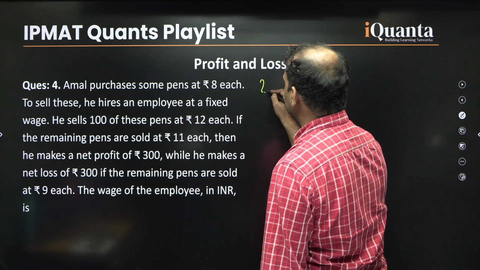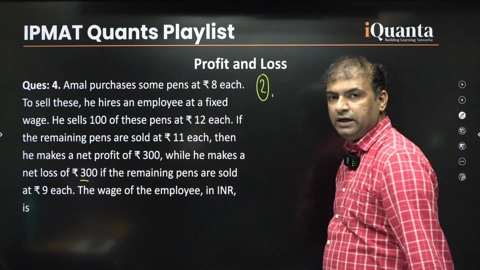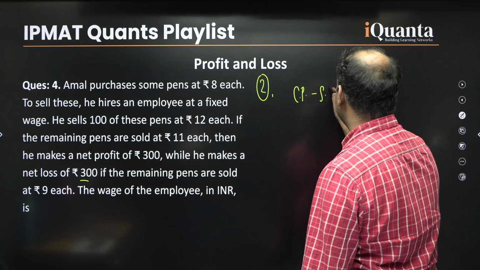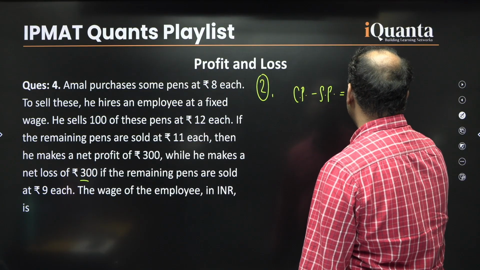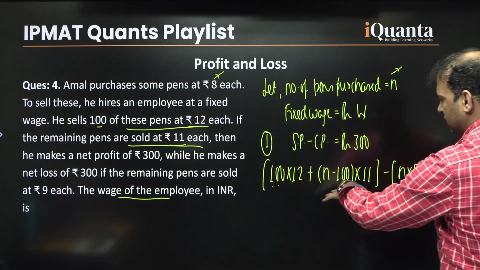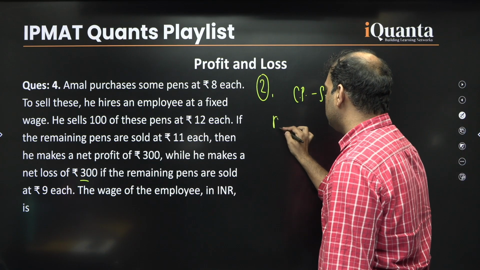We can do one more thing. Simultaneously, we can create the second scenario, right, guys? In the second scenario, he makes a loss of 300. What is the meaning of loss? That means CP minus SP should be 300. Now, again, what is the CP, everybody? The CP is the same here. CP is n into 8 plus W. CP is fixed, right? CP will not change now.